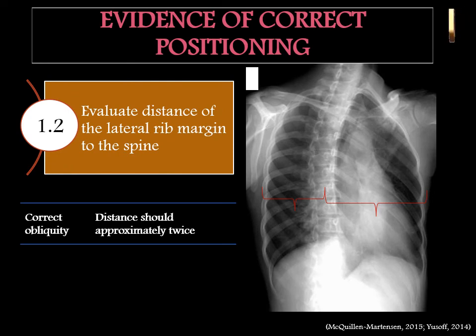The second criterion indicating correct positioning is the distance between the lateral margin of the rib to the spine of the site of interest. It should be approximately twice as great as that of the unaffected site. Furthermore, the axillary rib should be layered out and free of superimposition.